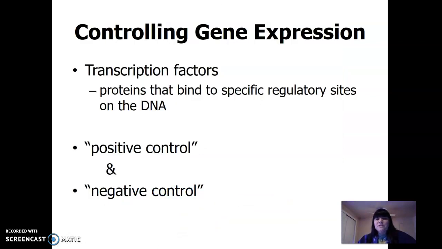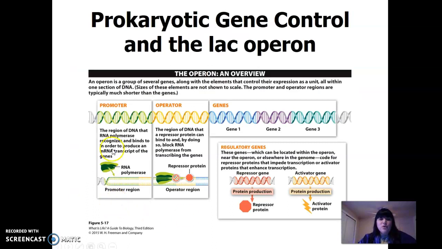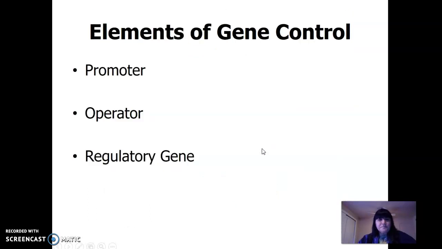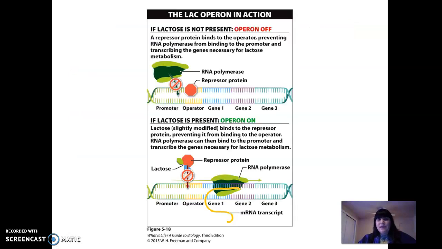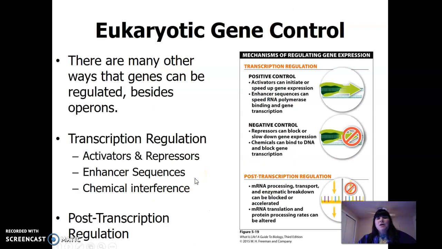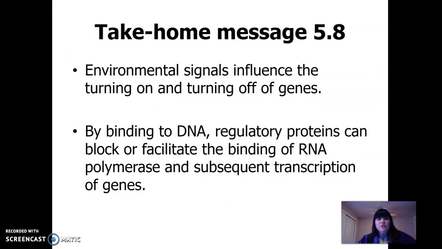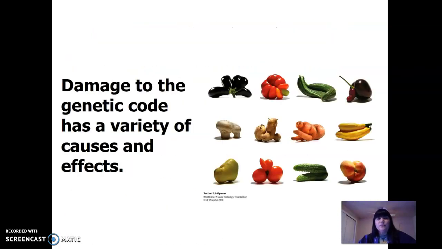So we can have positive control, we can have negative control, we can have things that block the polymerase from attaching and doing its job. We have regulatory genes. So promoter, operator, regulatory gene that can influence, right, if things are turned on or not. So eukaryotes, also we understand this process rather well. Well, I'm sure there's a lot more to understand.